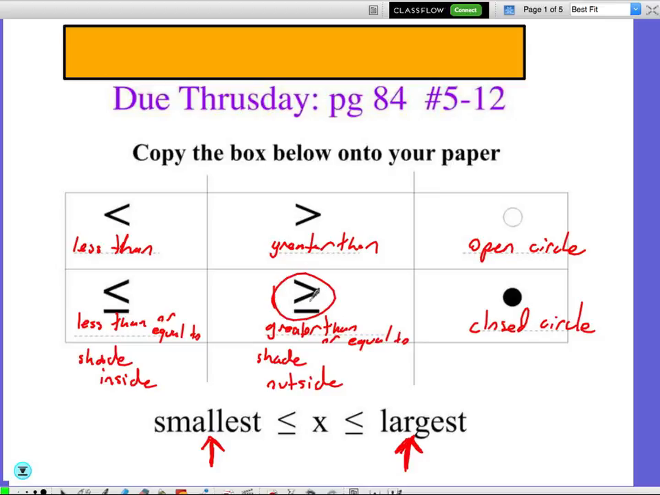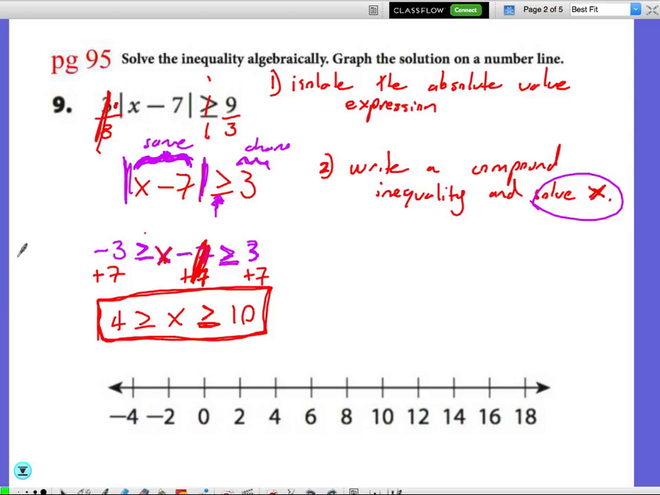Here it is. There are two things we want to point out. First of all, it says that we're going to use a closed circle. So let's go ahead and create our closed circle. At 4, I have a closed circle, and at 10, I also have a closed circle.